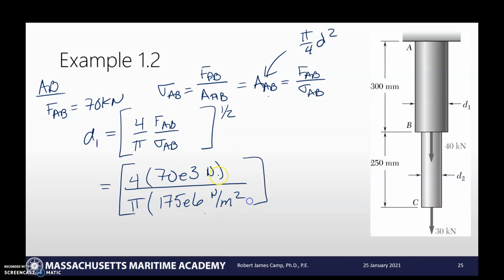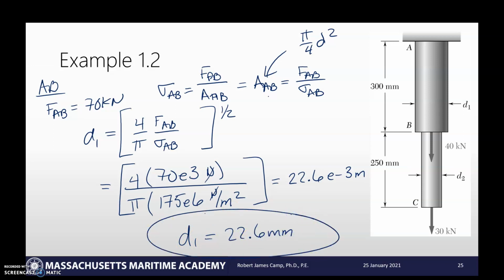Just quickly looking at the units, newtons will cancel, I'll be left with meters squared, but I'm taking the square root of that, which is going to give it to me in meters, so that's all great, that's what I should expect. And if I plug this into my calculator, I'm going to get 22.6 times 10 to the negative third meters, which tells me that D1 is 22.61 millimeters. Any smaller than that, and it will break. It will not pass that allowable stress.